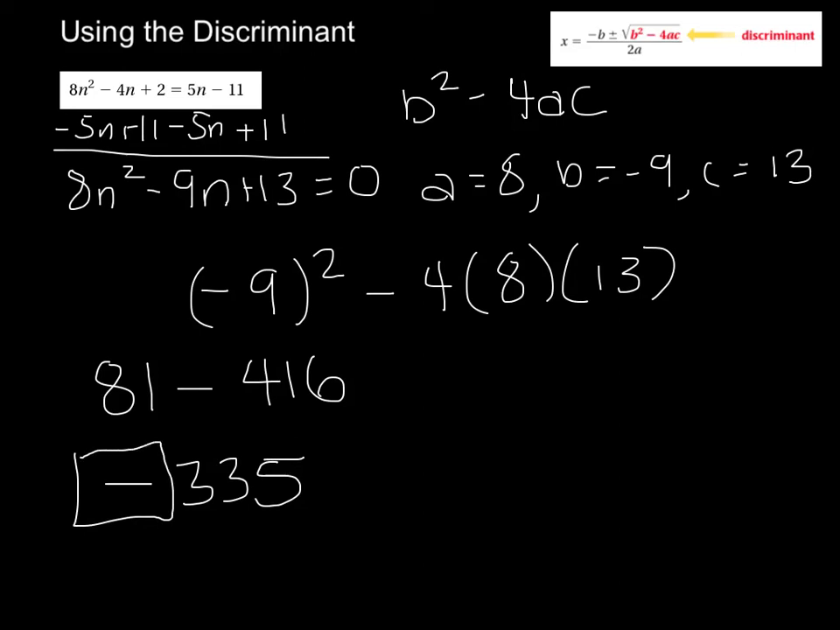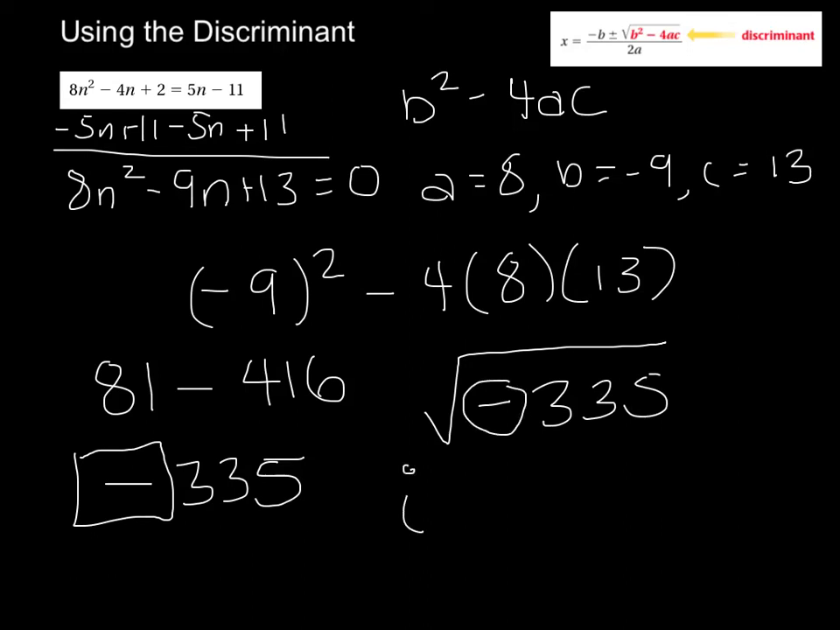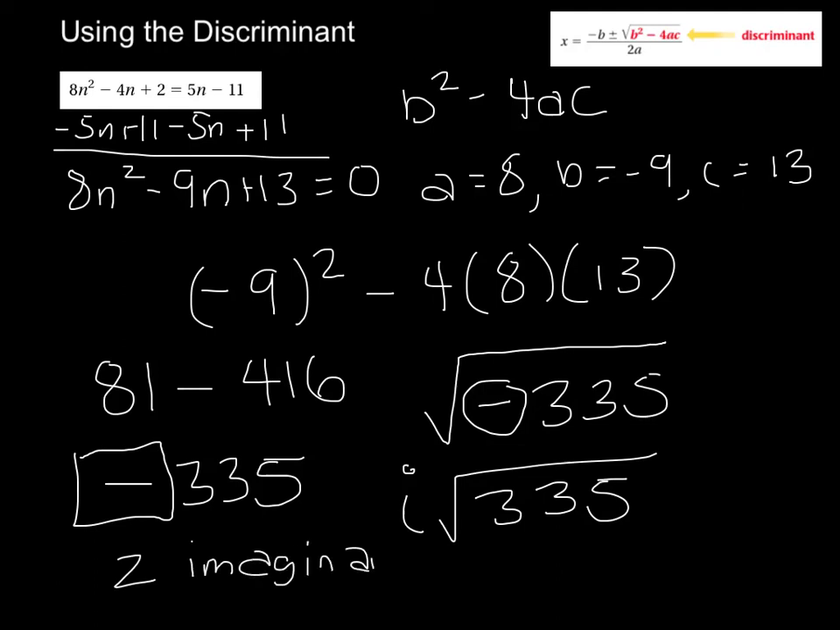Now this tells us that whatever's under the square root here has a negative in it. It's negative 335. So this term means that we're going to have to pull out an i, square root of 335. Now it doesn't matter if we simplify this down, because the question is just asking us to use the discriminant to identify how many roots and what kind of roots we have. So we had to pull out an i, so we know that we have 2 imaginary roots.